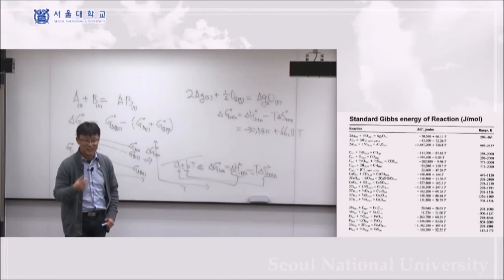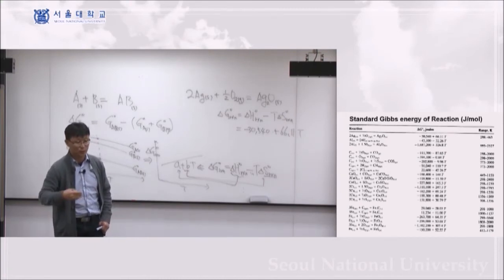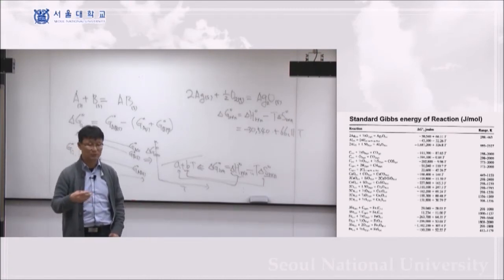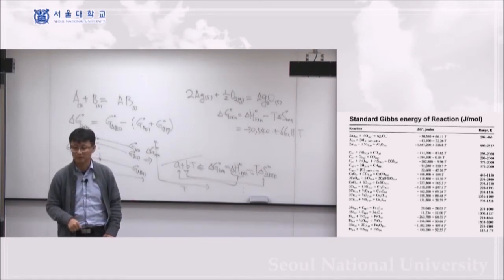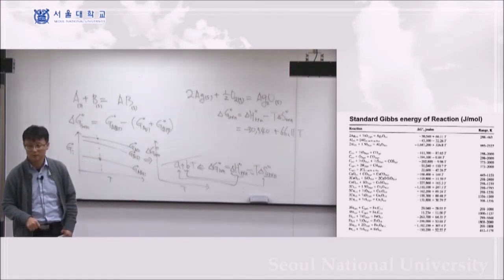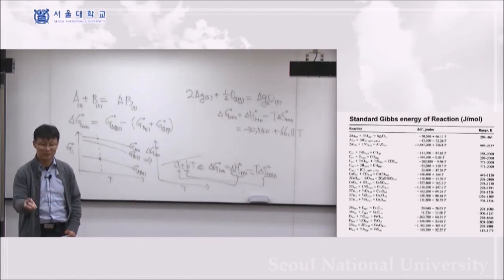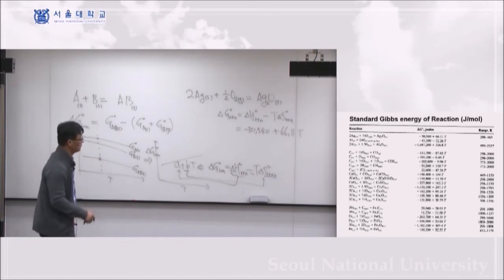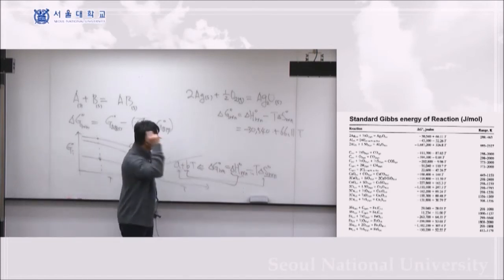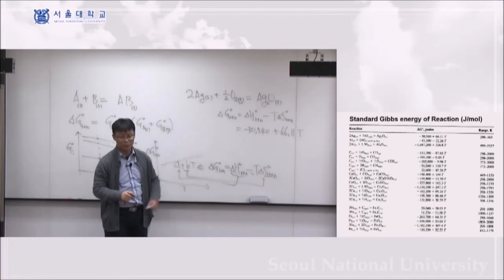Gibbs energy is an extensive property. Depending on the number of moles, your Gibbs energy is multiplied by the number of moles of the system. Not the temperature, not the pressure, but Gibbs energy, enthalpy, entropy, all of these are extensive properties. So it actually scales with the number of moles of your system, the size of your system. Yeah? Okay, now let's look back at this one more time.